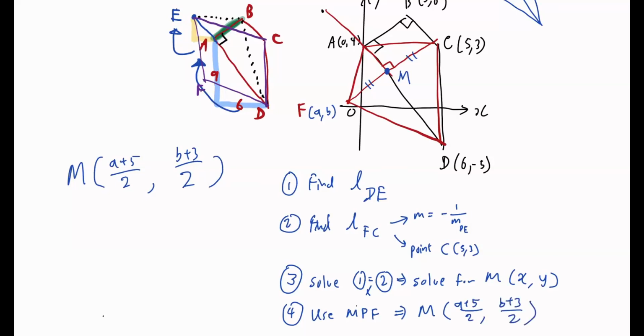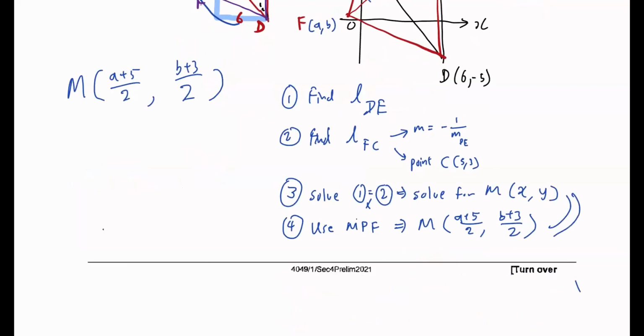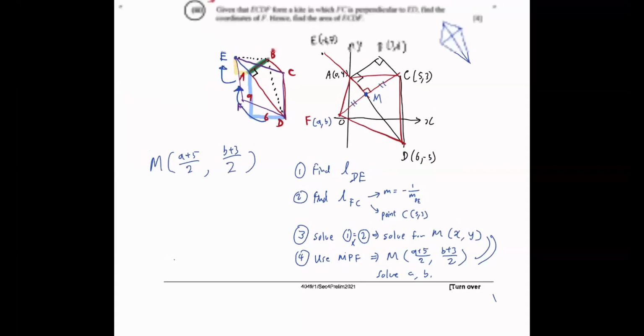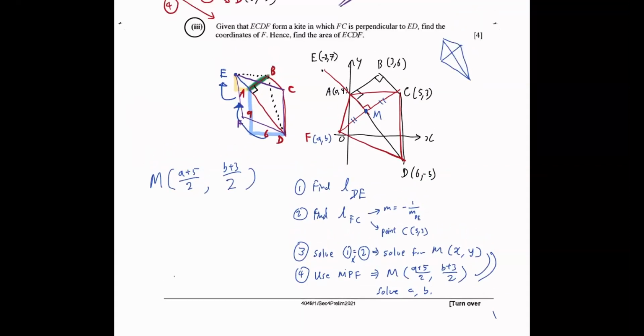Then from there, you can just equate them together. The curve equals, not very accurate, but you get the idea. From there, solve for a and b. But wait, we're not done yet because that's only point F, right? Later you need to find the area of B, C, D, F.